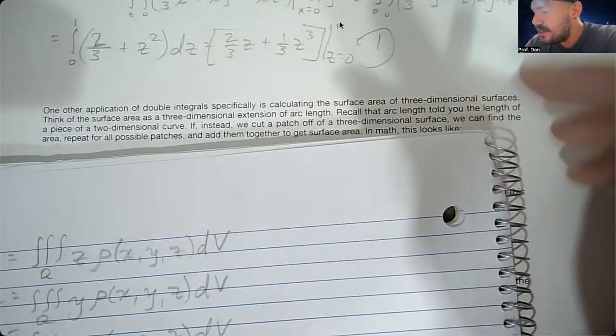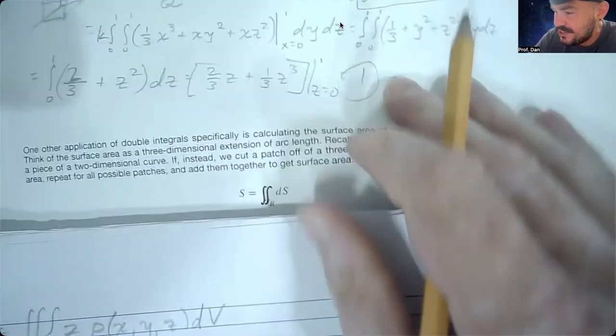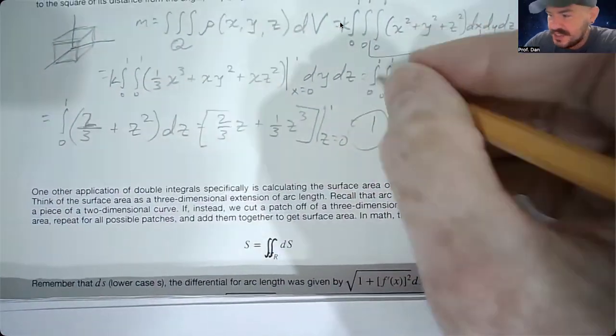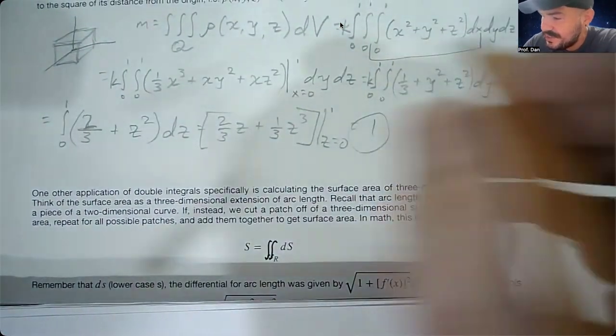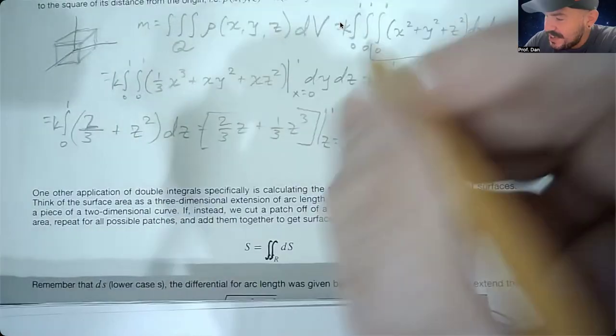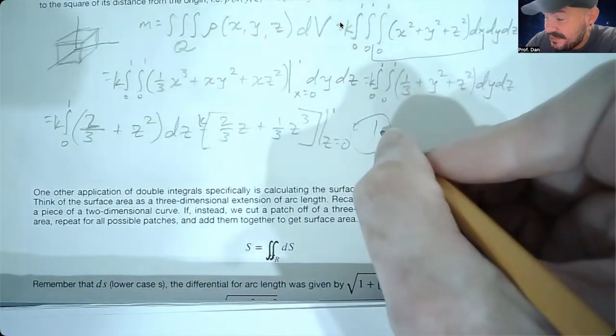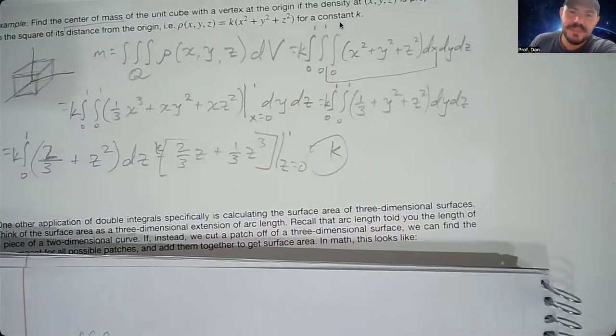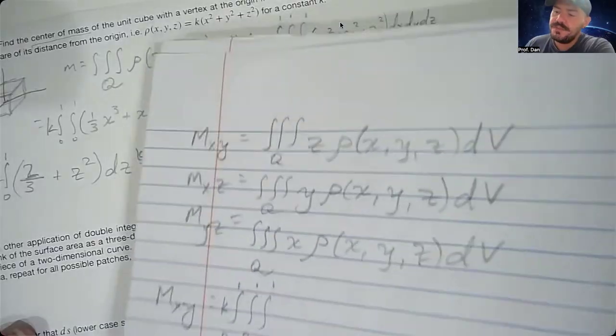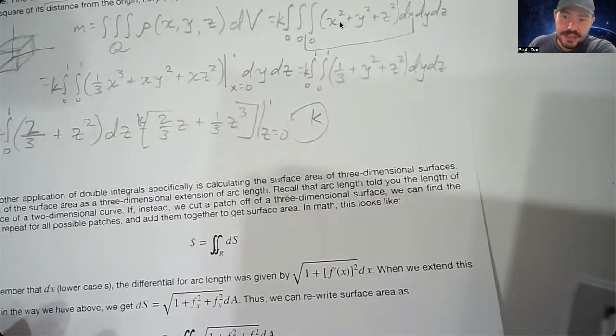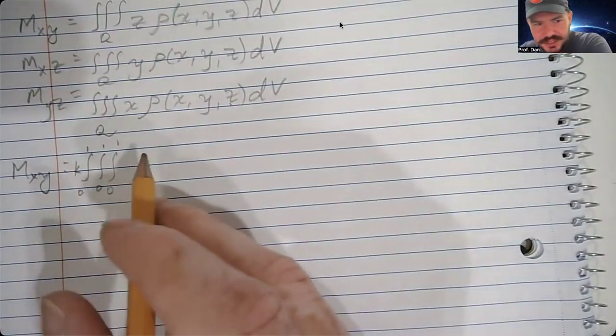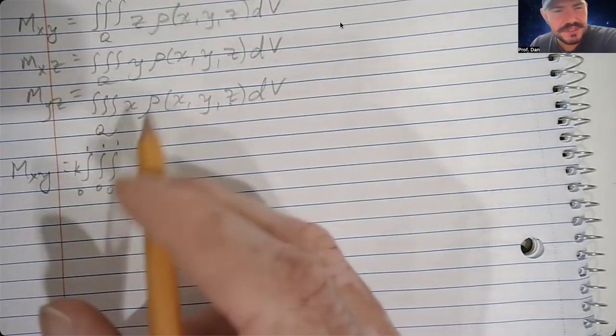All right, k again is still a constant. Oh my God, did I drop that? I sure did. That's hilarious. Okay, so it turns out the mass isn't actually 1. The mass is actually k. There we go. So whatever this constant of proportionality is, that would end up being the mass for the unit cube.